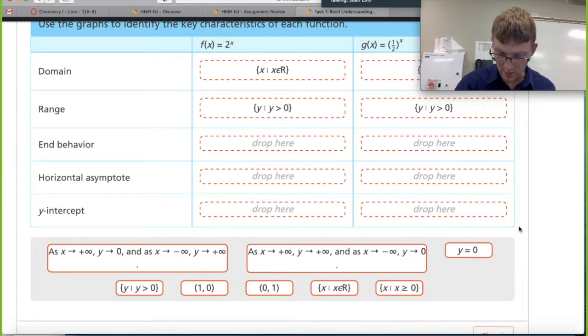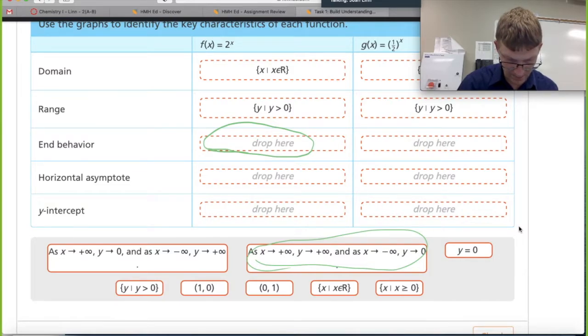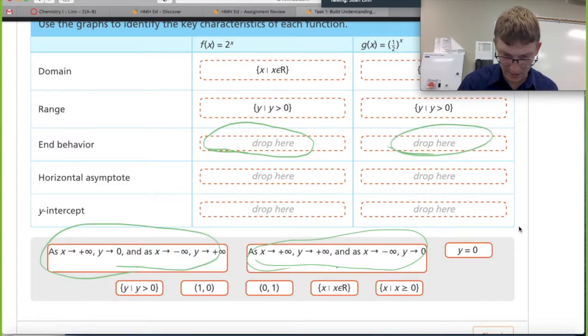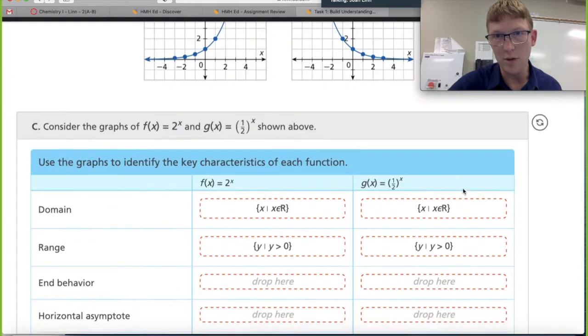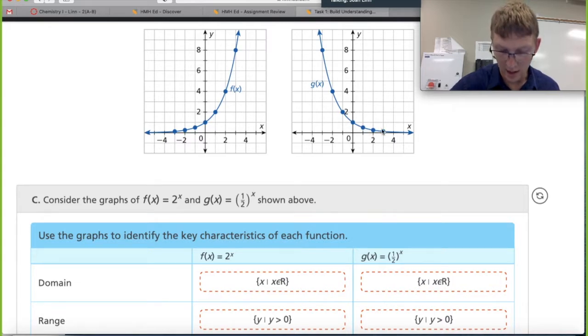So this one goes here for our exponential growth, and this one goes here for our exponential decay. So this is as x approaches infinity, y approaches 0, and as x approaches negative infinity, y approaches positive infinity. So again, as you go this way on our decay function, it gets bigger and bigger and bigger.